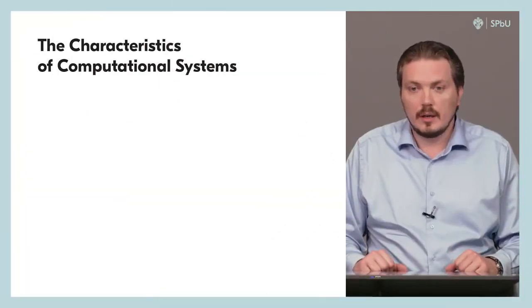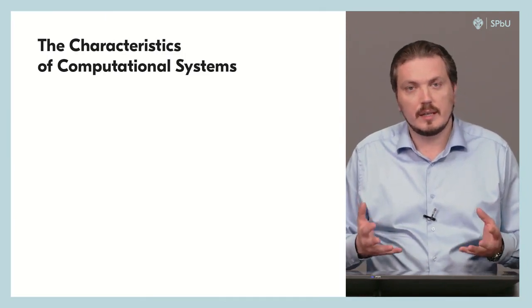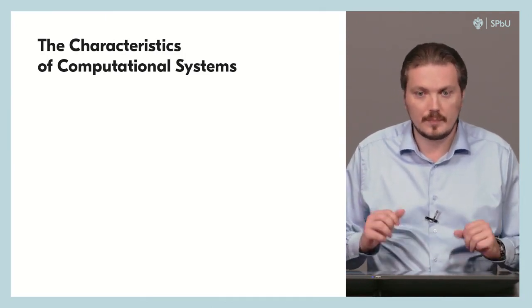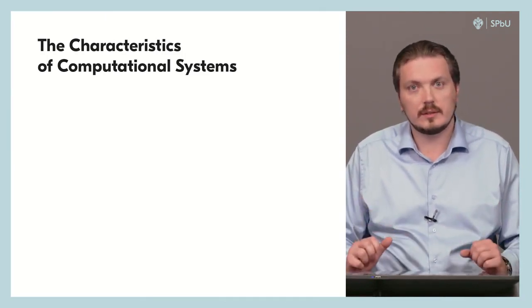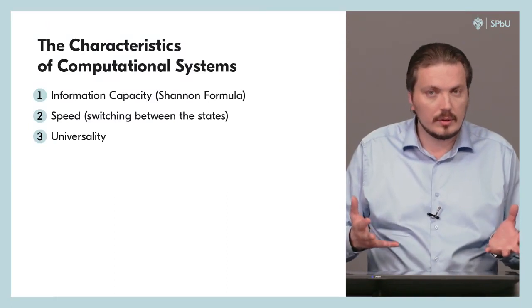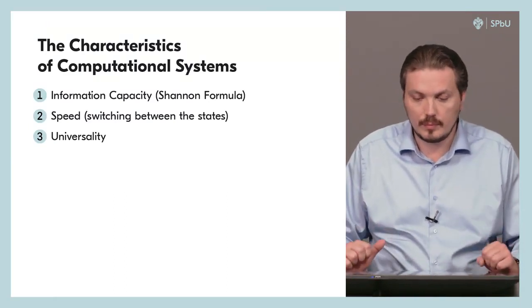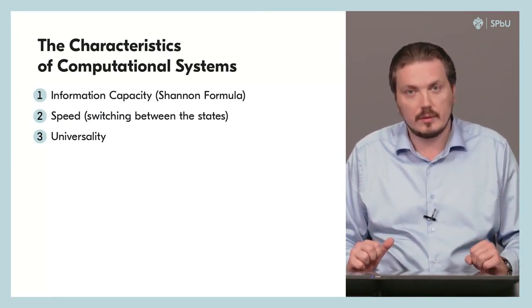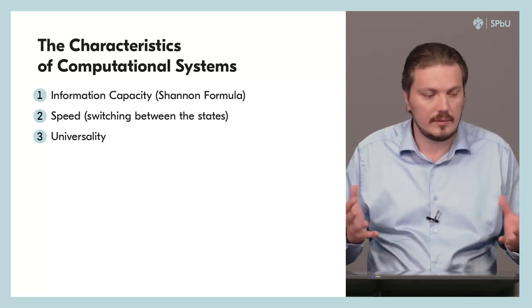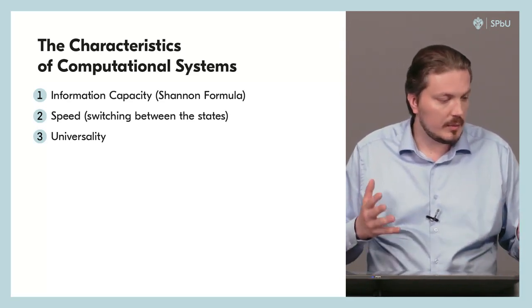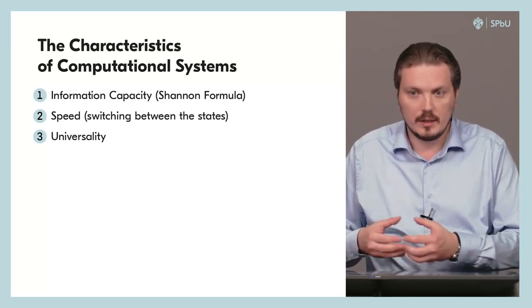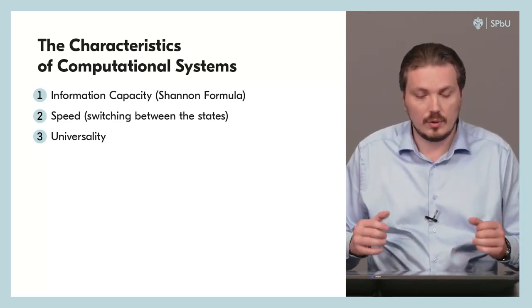It appears that computational processes are not all the same. They have some characteristics that differ from process to process. And some of these characteristics matter more than others. The most important characteristics are probably these. First, the information capacity of the system, how many states it has, and how much information it can store. So the bigger the information capacity, the more significant tasks we can solve.